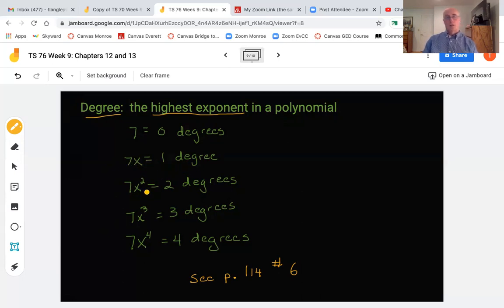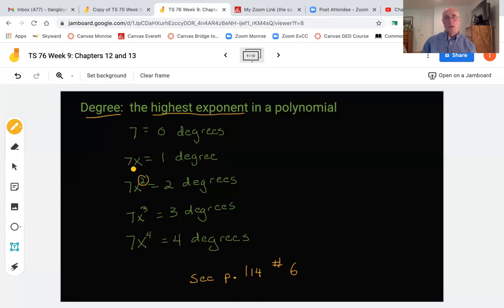Now you're probably thinking, 7x squared, there's the 2 there. That's the exponent. That's the highest exponent in this term here. So that's 2 degrees. That kind of makes sense. But you might be going, well, where's the 1 up here? Here's why there's no 1, because you know that x to the 1 is just x times 1. We don't actually write the 1 up there because it's just given. It's assumed that if it's 7x, it's really 7x to the first, which means just 7x.